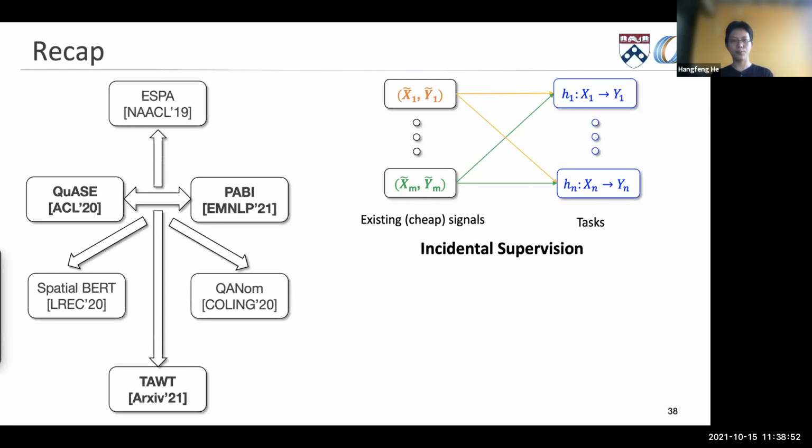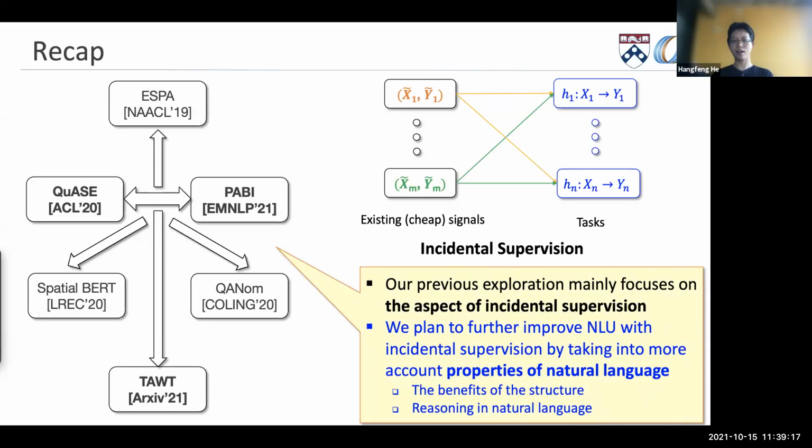In addition, we also consider incidental supervision in other settings. For instance, early stopping partial annotation. In early stopping partial annotation, we try to use partial signals in structural learning. And in SpatialBERT, we try to use cross-modal signals to help spatial relation. And in QA-MR, we try to use QA signals for nominal semantic role labeling. So as we can see, our previous exploration mainly focuses on the aspect of incidental supervision. In future, we plan to further explore in this direction by taking into more account properties of natural language.